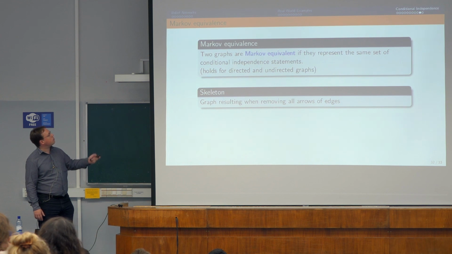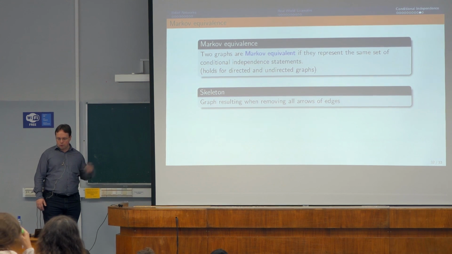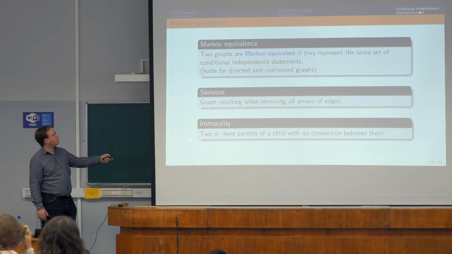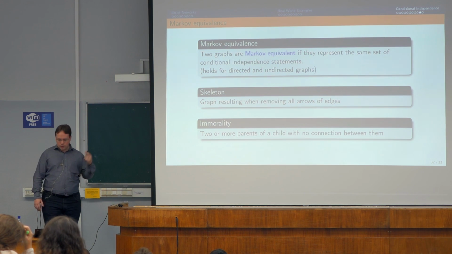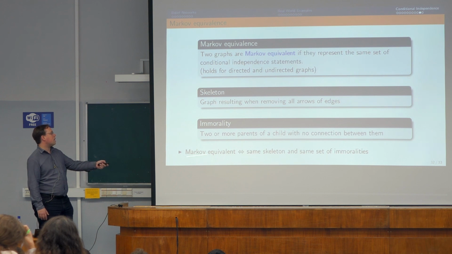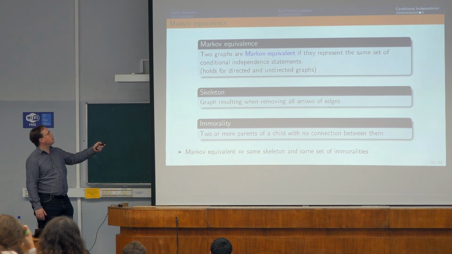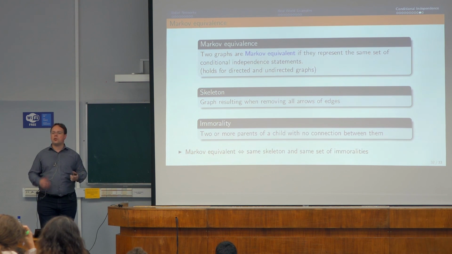So one word that is useful to know is the skeleton. So the skeleton is what you get out of the directed graph when we remove the arrows, as we did in the previous step. Immorality already mentioned. So if a child has two parents that are not connected to each other, we call that an immorality, or people call it that. So Markov equivalence is easy to check. It's a graph that has the same skeleton and the same set of immoralities. So this is not a way of telling what is independent of what, but it's a way of checking for two graphs if they have the same independencies. Right? So remove the arrows, check if all the edges afterwards are the same, and also the connections between parents are the same.